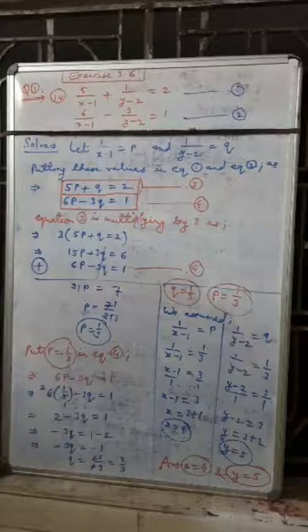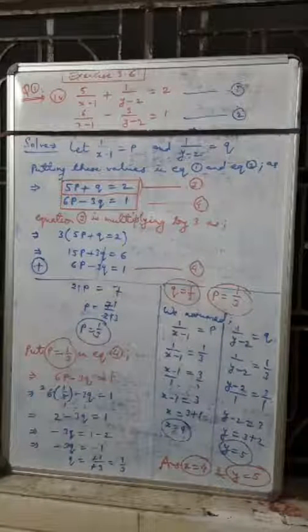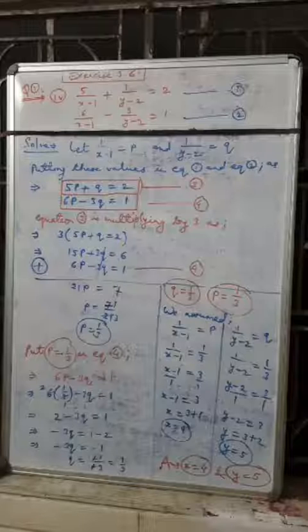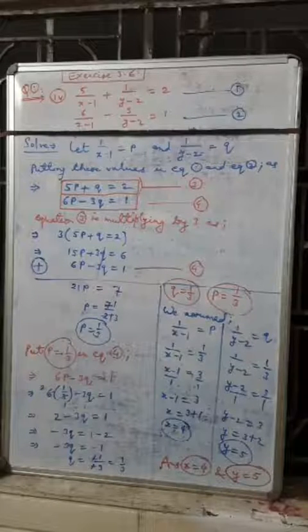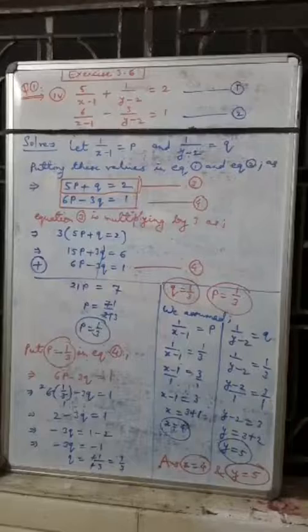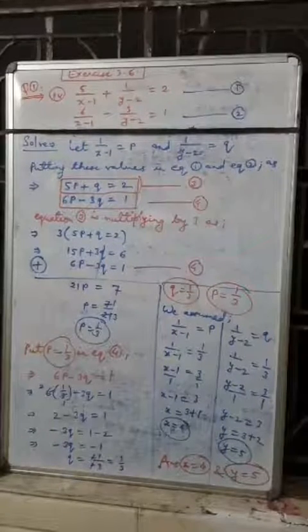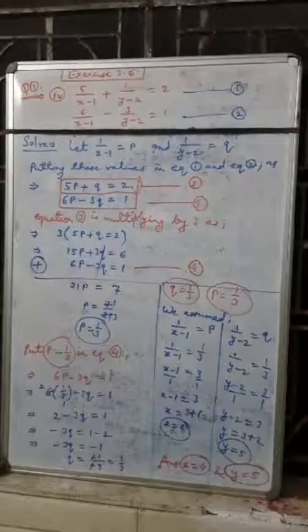So we must consider the values of 1 upon x minus 1 and 1 upon y minus 2 as p and q to make it easier and easily solvable.